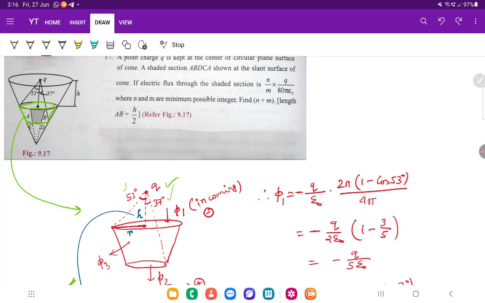Because we are given the AB length, right? Yes, AB equals h by 2. Now you can understand, I think, why I have determined the radius r. Because I will calculate the total flux through these curved surfaces and multiply that with AB upon 2 pi r. Why? Because 2 pi r is the total circumference of that upper cross section, and this shaded portion is subtending AB length of that cross section. So this fraction should be multiplied with total flux through the curved surface of that frustum. That is our purpose, and that's why we have found out the radius r in terms of h.